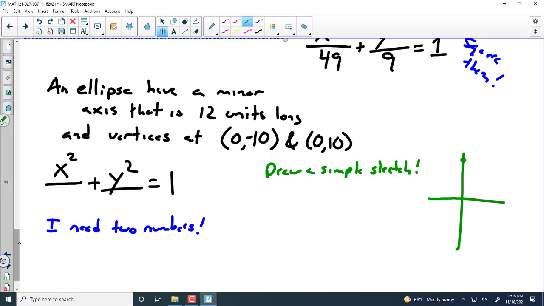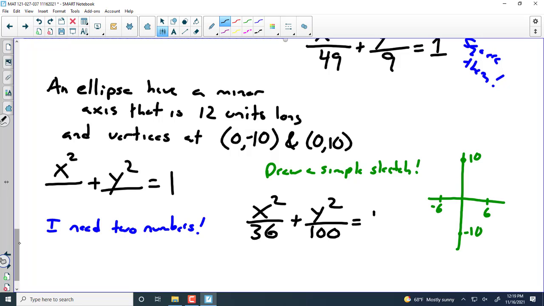We just go like this. Oh, I'm clearly going up and down 10. And if that whole thing is 12, then I'm going left and right 6. So, x squared over 36 plus y squared over 100. Does a simple sketch help? I think it does a lot. We are out of time.